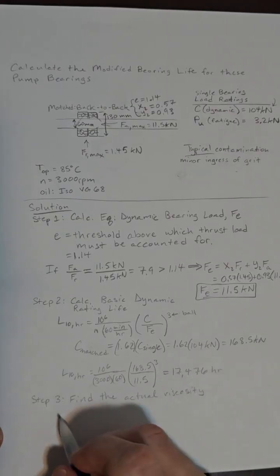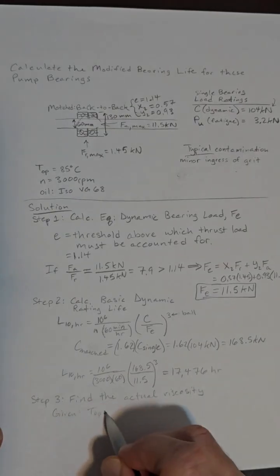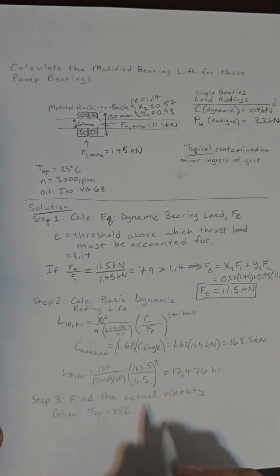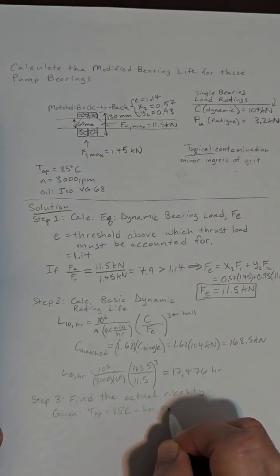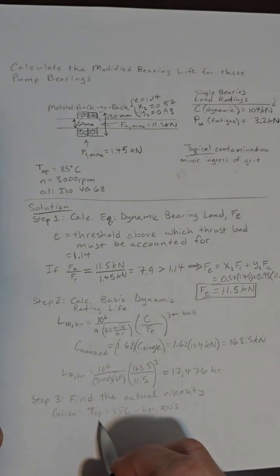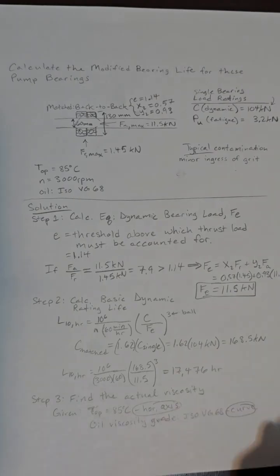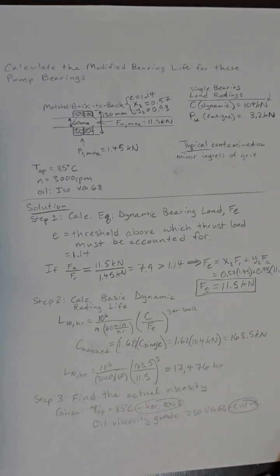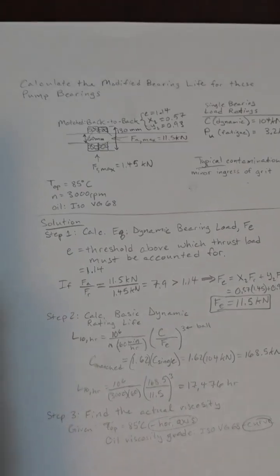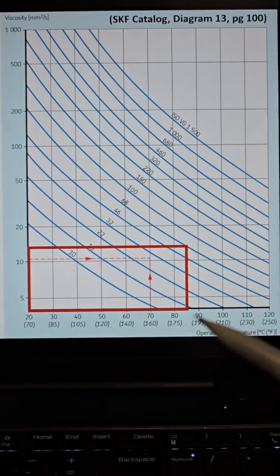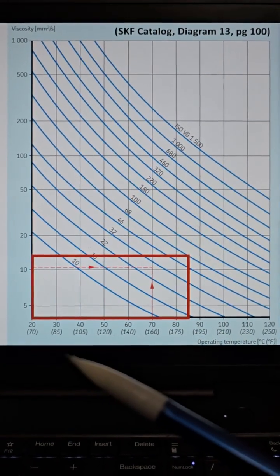Step 3 is to find the actual viscosity. We're going to have to use that given the operating temperature of 85 degrees Celsius. That's going to give us the horizontal axis, that's T-op, and then oil viscosity grade is going to give us the curve. So then we have to take that information, and we have to be given a plot.